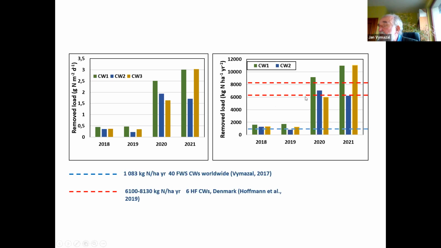So this is what we actually achieved in 2020 and 2021, where the flows were much higher. So this is very important. The higher the flow, the higher the removal. Here, when we have very low flows, we achieve barely 2,000 kilograms of nitrogen per hectare per year. But once the flows went up, the removal went up as well.